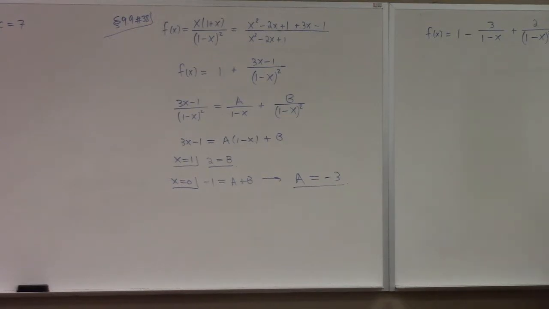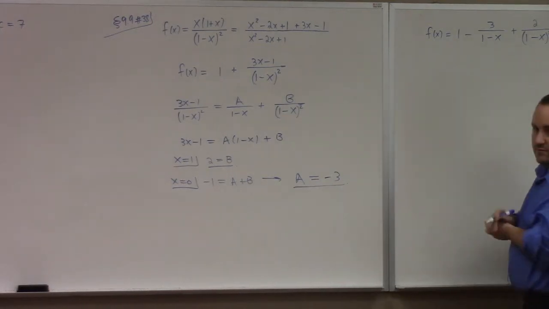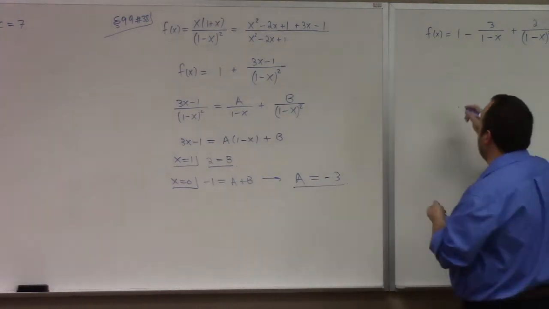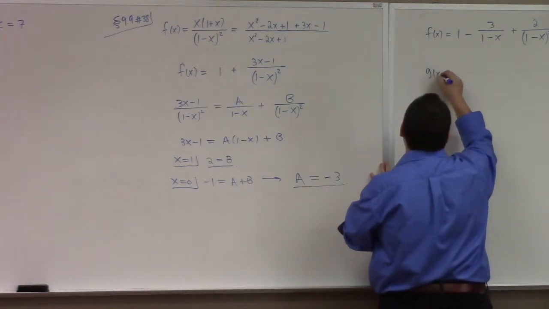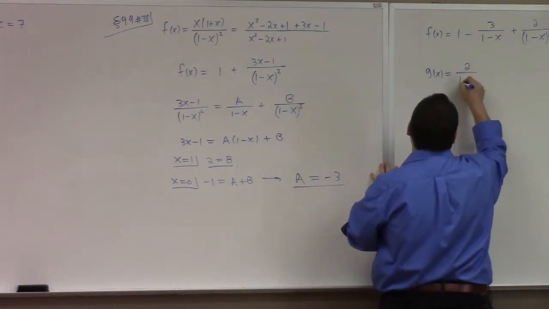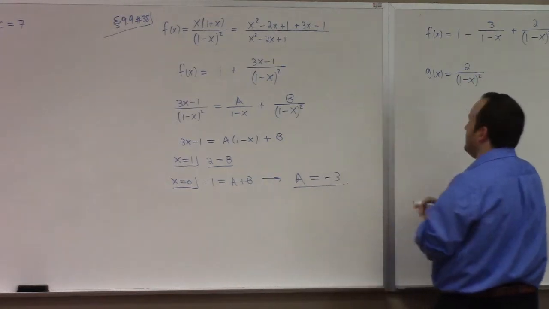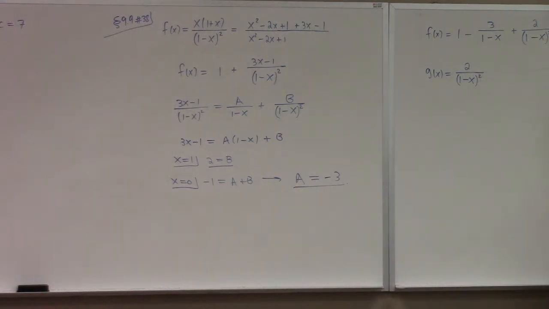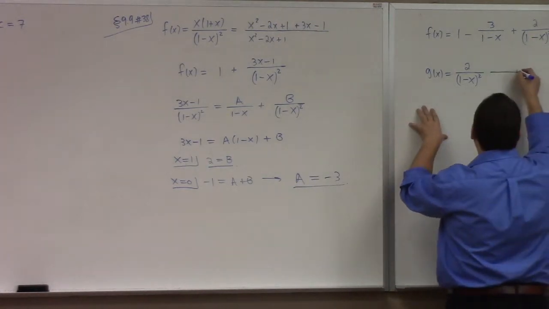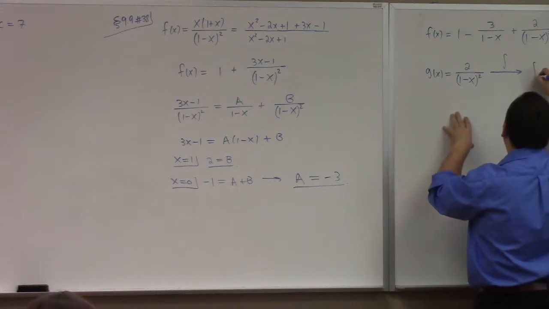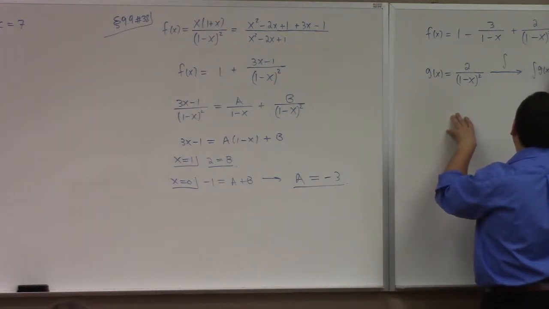So let's pick on this 2 over 1 minus x squared piece by its lonesome. Let's say g of x is 2 over 1 minus x squared. How do we deal with this kind of problem? So here's what we do. Integrate. If we integrate this, we get that the integral of g of x dx is what?